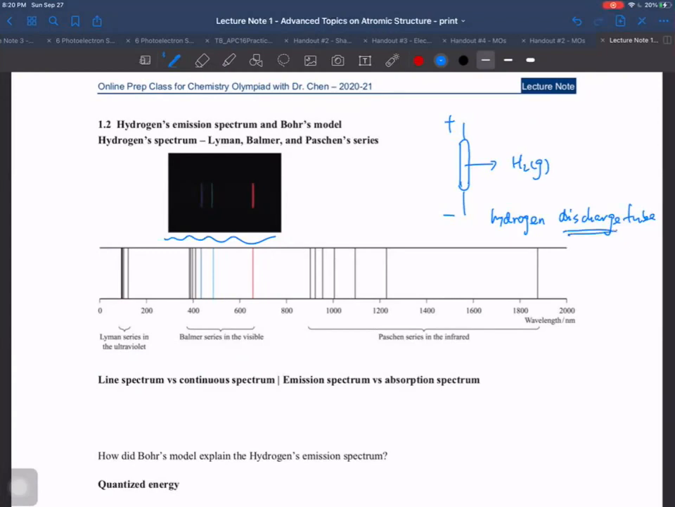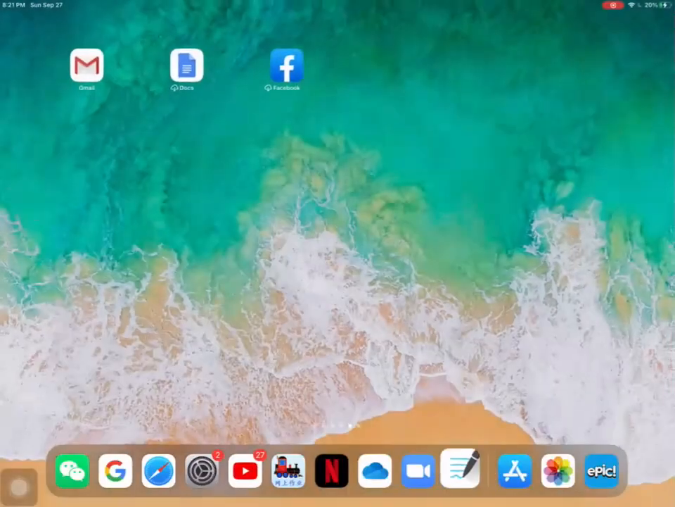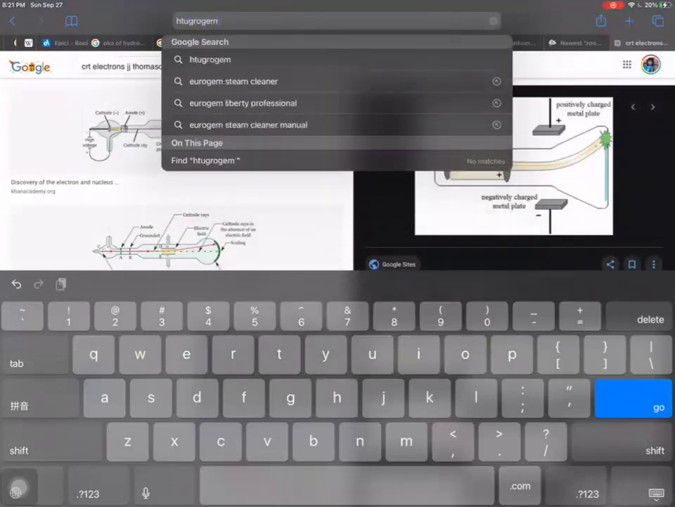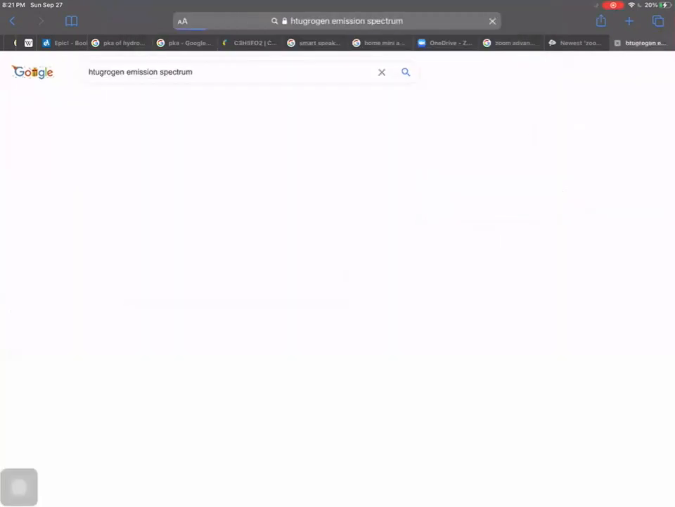I think you guys understand the meaning of discharge here, right? So basically, you want to excite the hydrogen molecules, the atoms. And then the result is you will see a certain color of light is emitted. So you have the light emitted. Most likely it's bluish purple. We can have a look. Hydrogen emission spectrum.